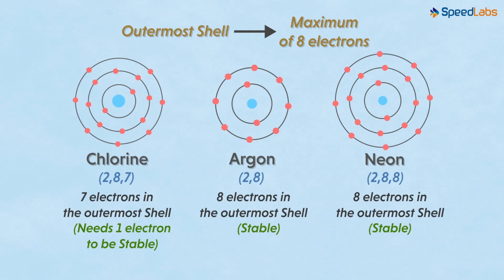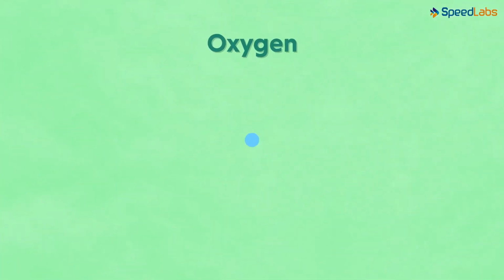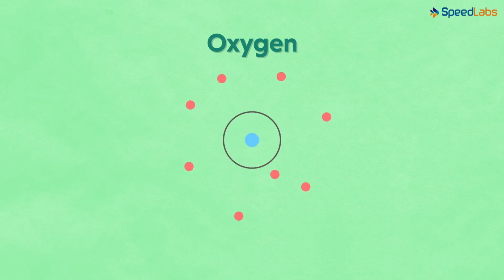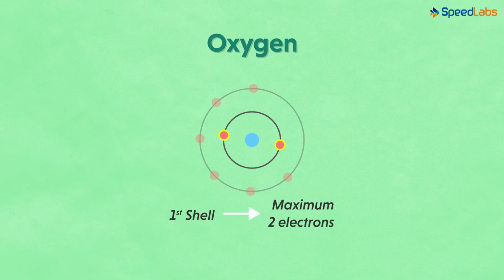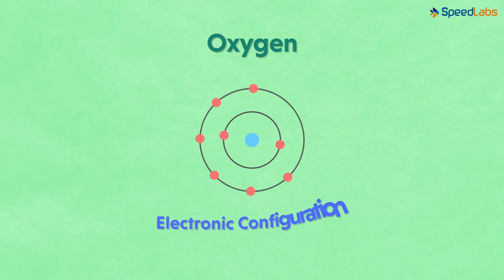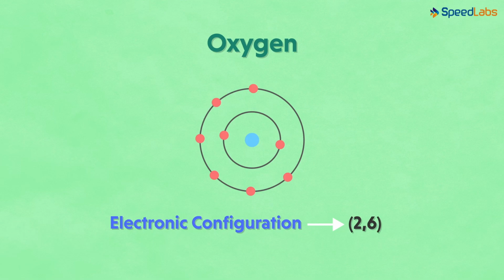However, it's not possible for all to have 8 electrons in the outermost shell. Imagine the case of oxygen. It has a total of 8 electrons. So can we just have one orbital around the nucleus containing all the 8 electrons? Absolutely not. In fact, according to the rule, we have to fill 2 electrons in the first and the remaining 6 electrons in the second shell. Because the capacity of the first shell is to accommodate a maximum of 2 electrons. So can we say that the electronic configuration of oxygen is 2,6?